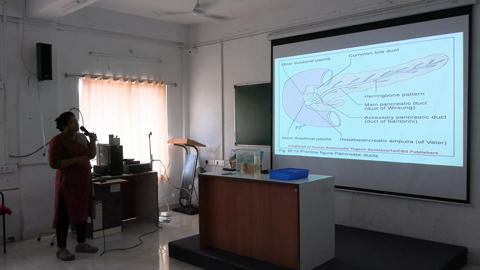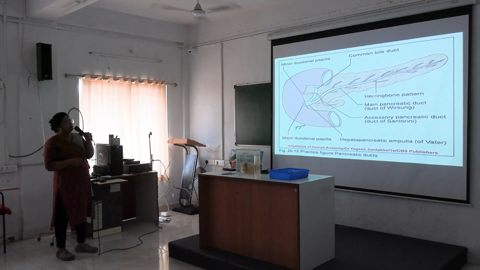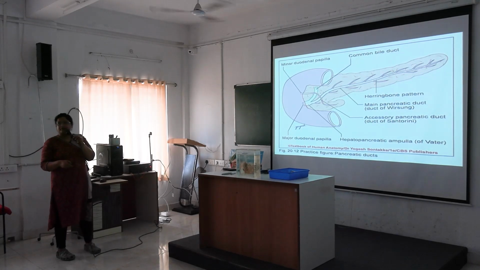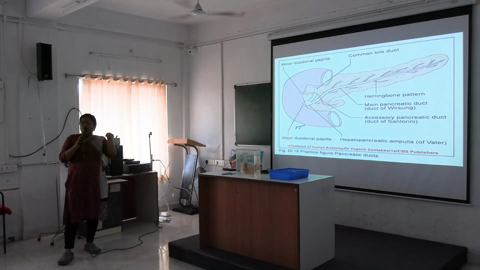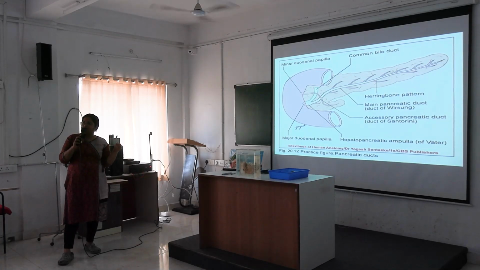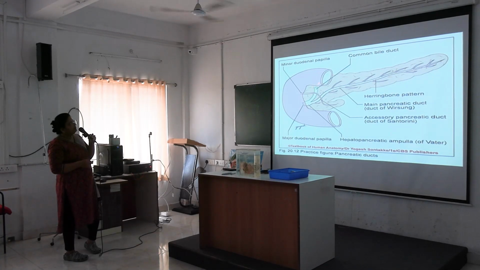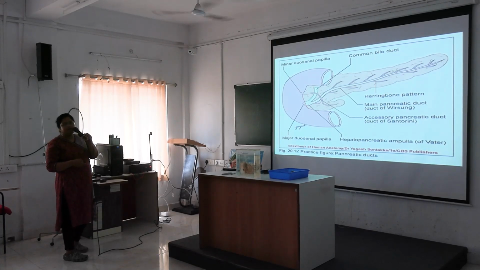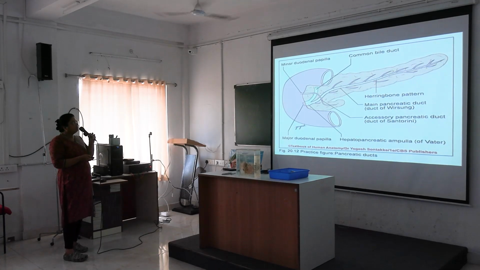And the small pancreatic ducts are joining the main pancreatic duct. There is a herringbone pattern, like the bones of the herring fish, fish bone. And common bile duct is joining with the main pancreatic duct near the ampulla of Vater, draining into major duodenal papilla.